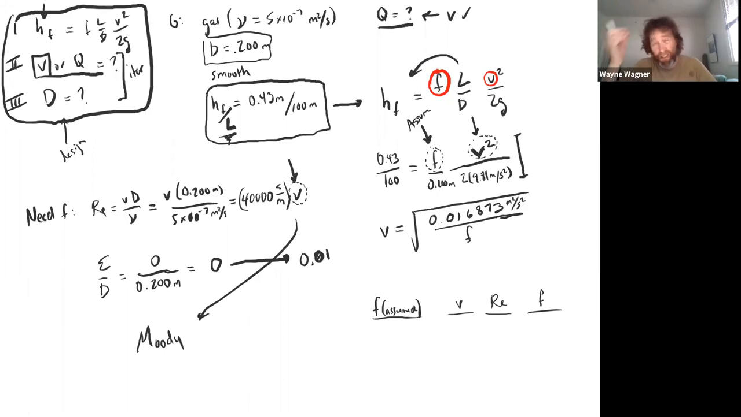Okay, so in this case, it's not really clear what to guess because if you look at the smooth line for the smooth pipe, your friction factor on the left will range from as low as it can possibly go all the way up to as high as like 0.05. So what I would recommend in this case is to just pick one right in the middle.